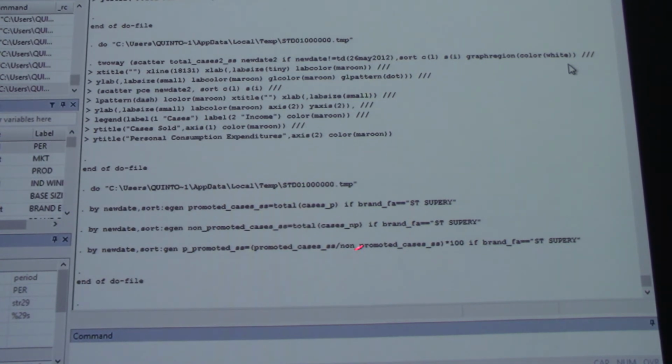But here I'm just dividing, and I can use my little divide notation. I'm dividing promoted by non-promoted, and multiplying it times 100 to give me a percentage. And this is the one we're going to use in our regression. So P promoted is the percent promoted. We're trying to answer the question, are you promoting more aggressively?